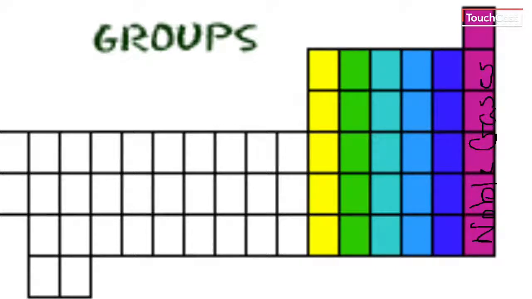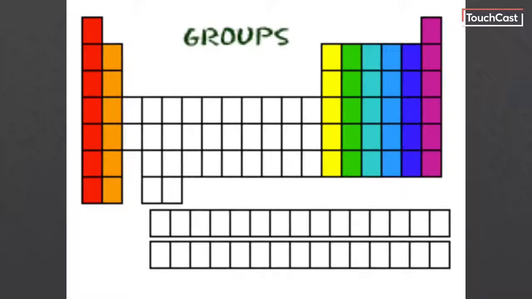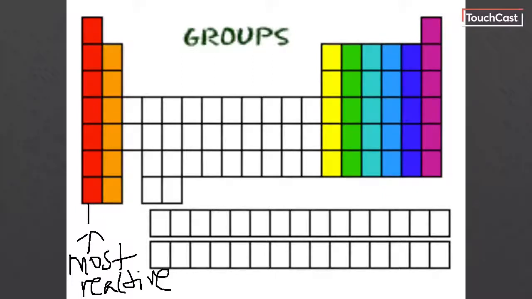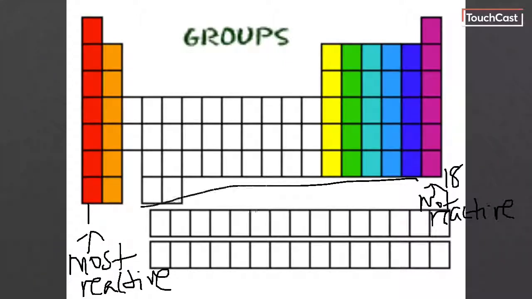So to recap, group 1, this is our most reactive group because they only have one valence electron. Group 18, they're not reactive. And anything between these groups here, your reactivity increases. And those are your groups. That looks horrible. I apologize, but that says increases.